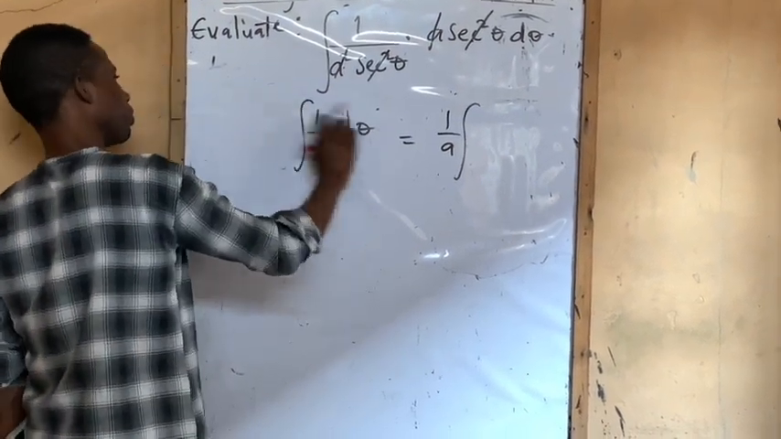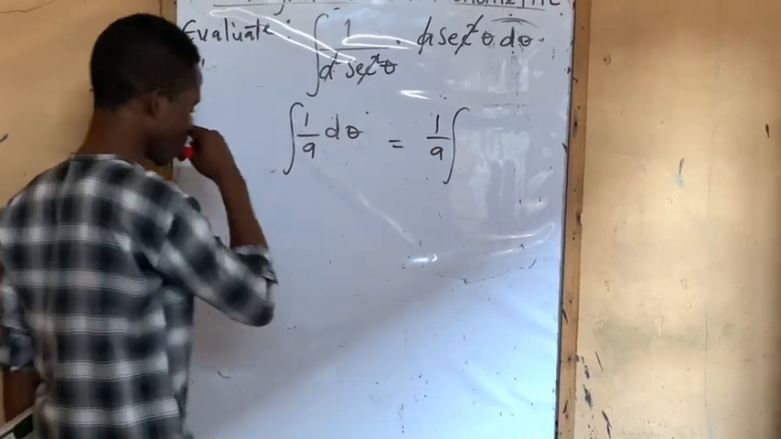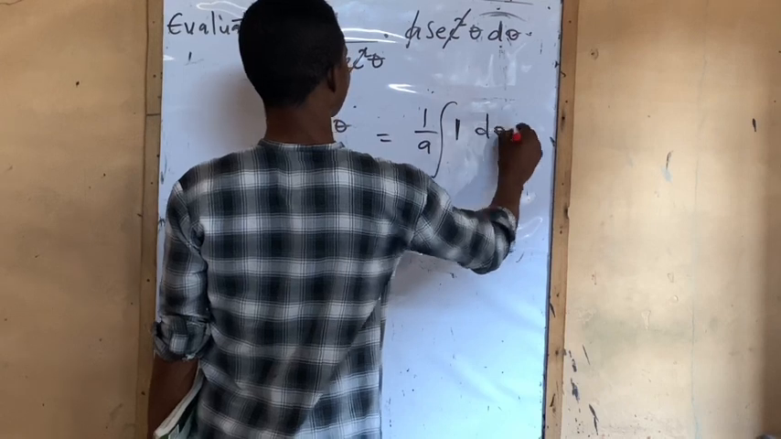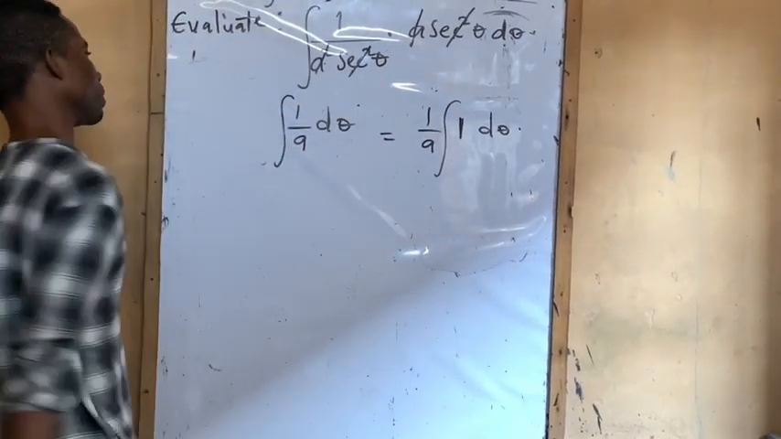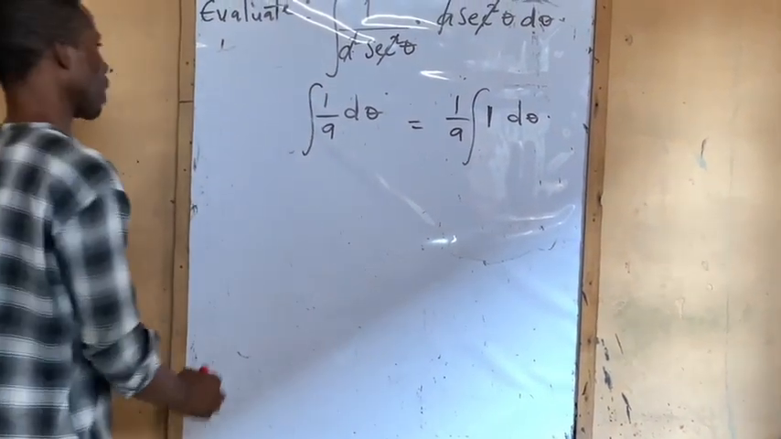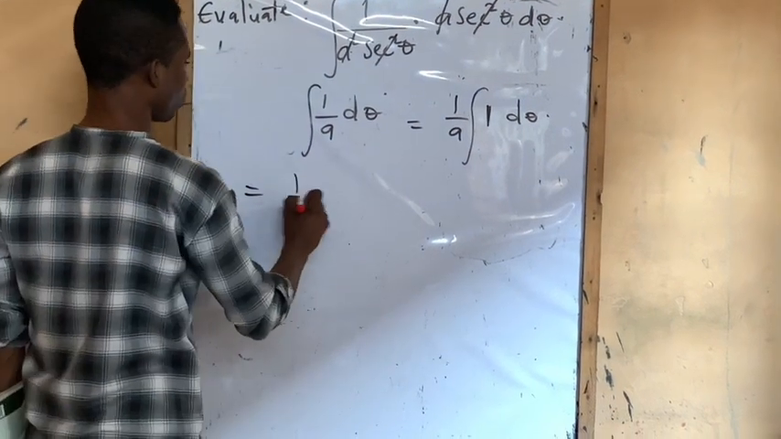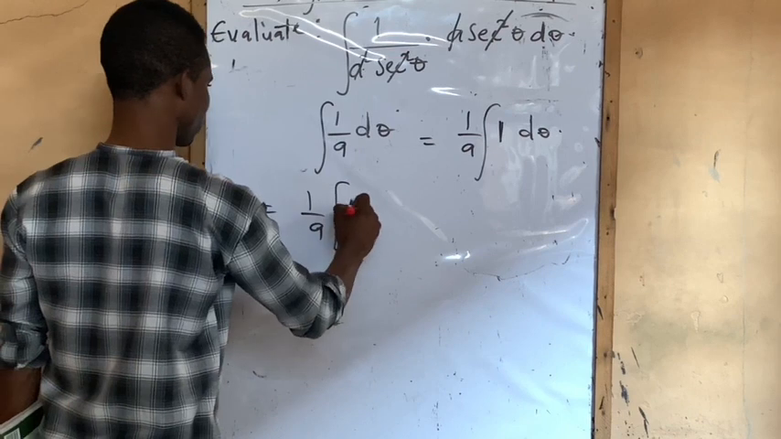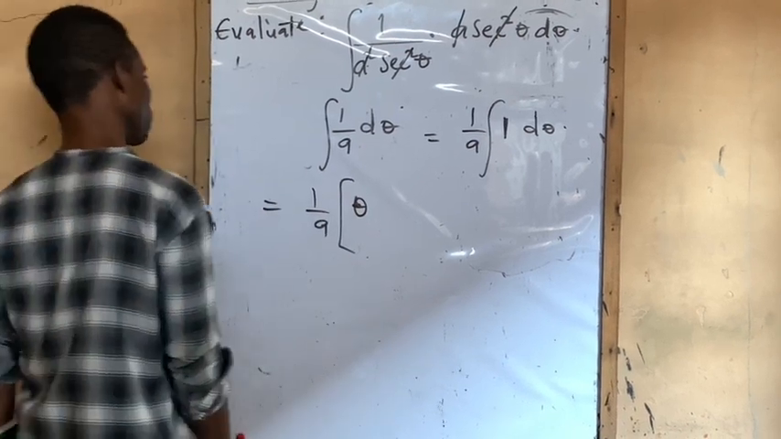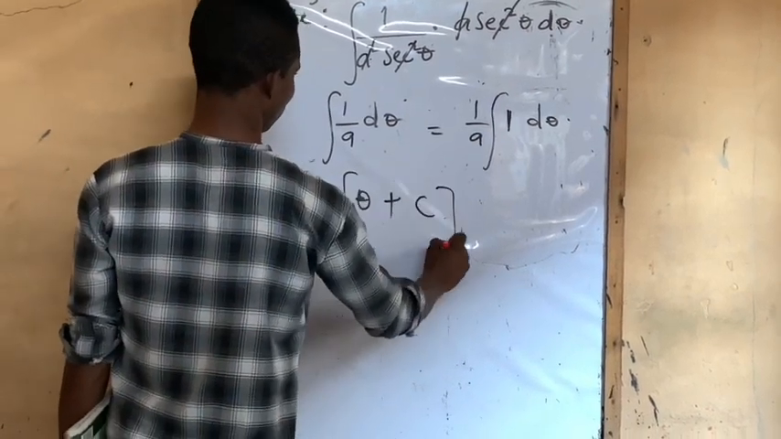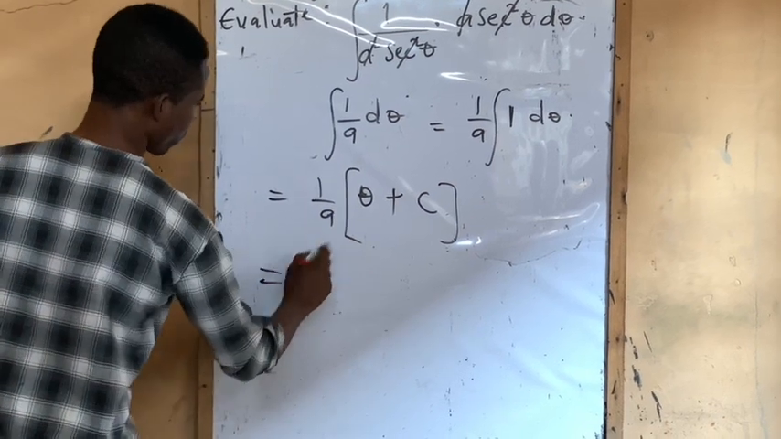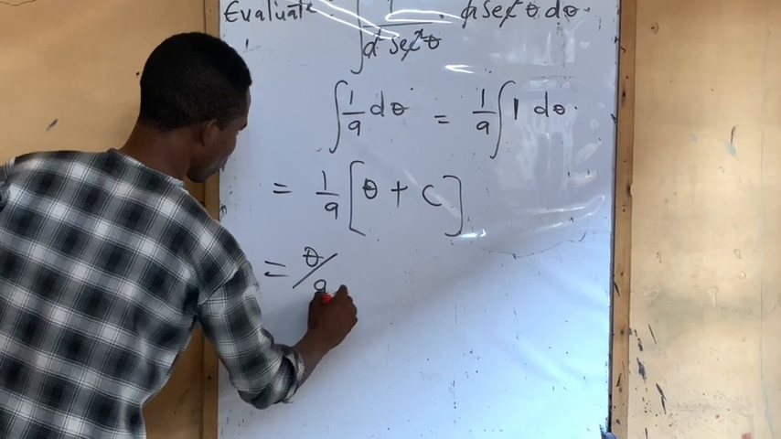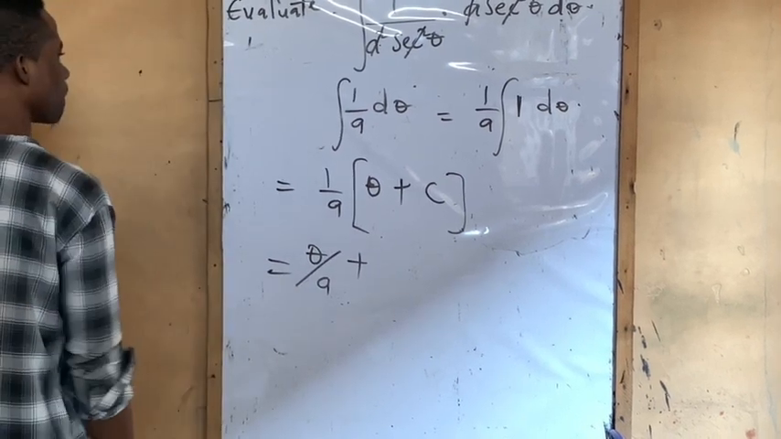So I brought the 1 over a out of the integration, and that means we are having 1 d theta, because this cancels this, that is 1. So now 1 all over a, what is the integration of 1? That is theta, theta plus c. So if I use this 1 over a to open bracket, that is theta all over a plus c.